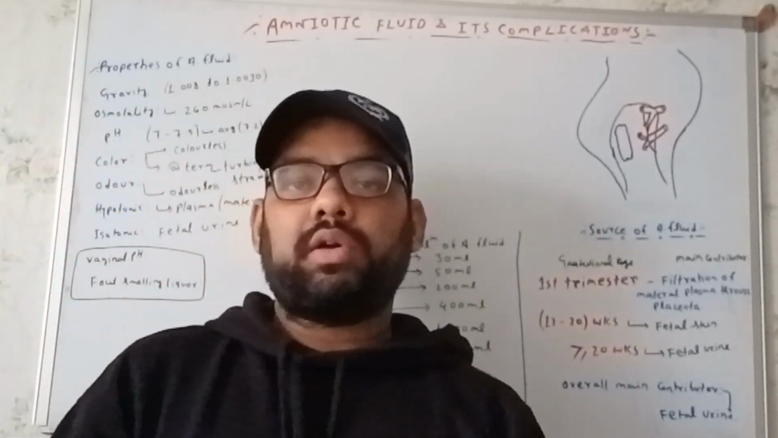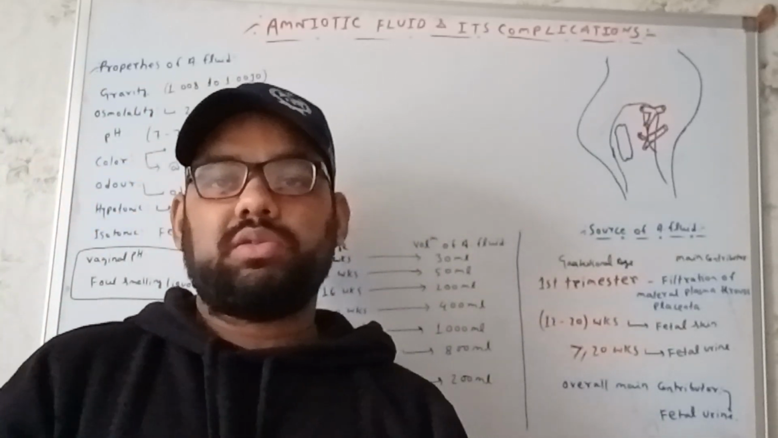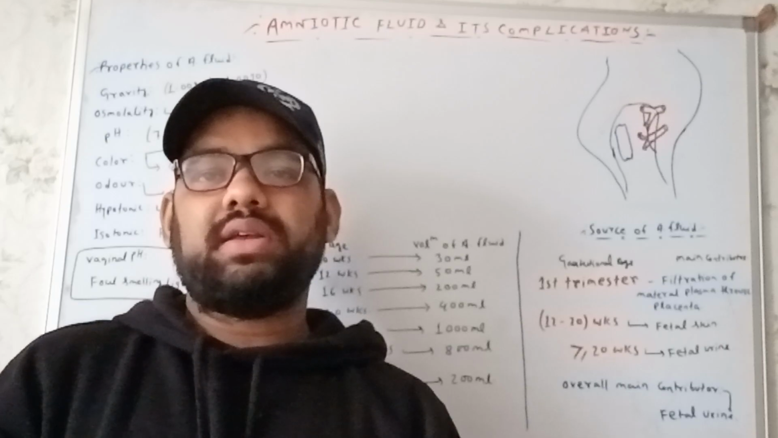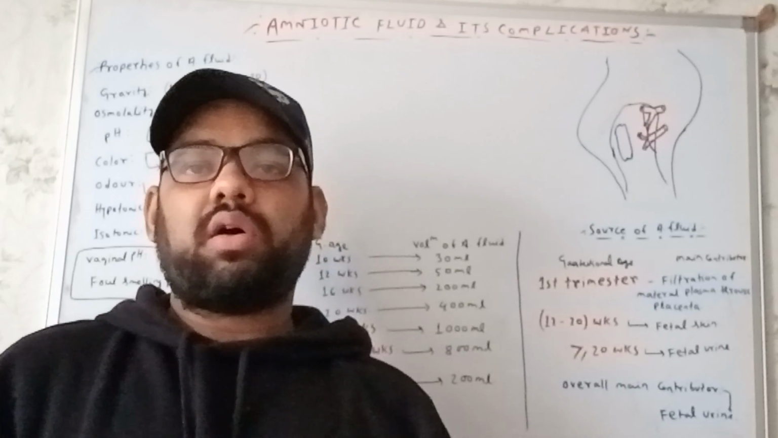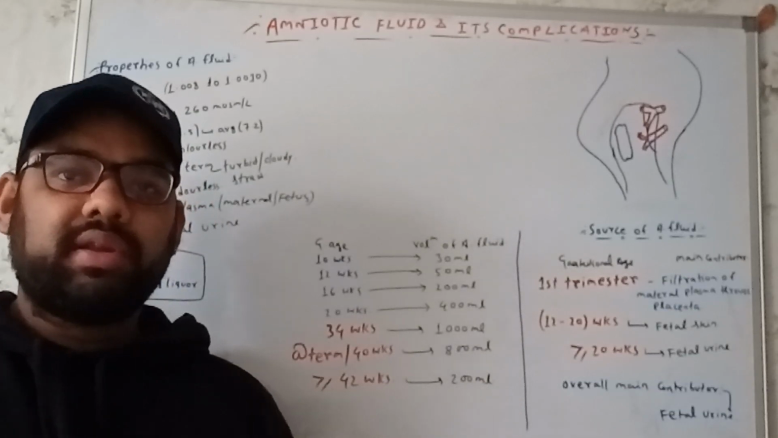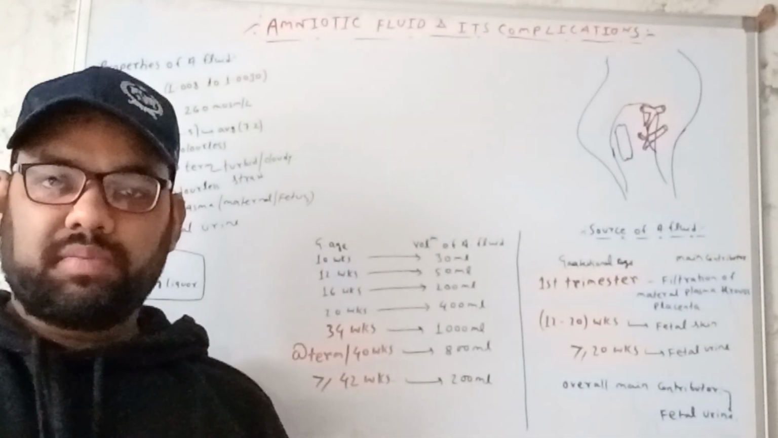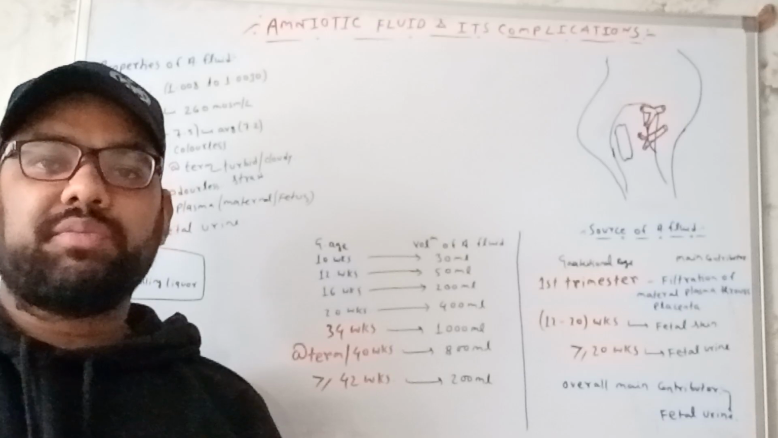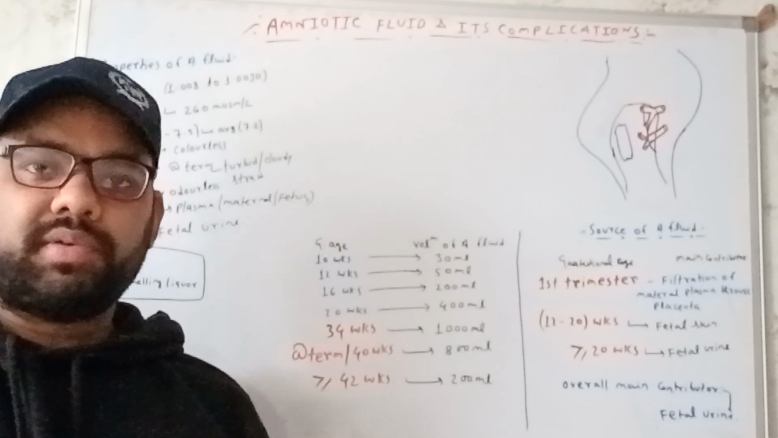Today we will talk about amniotic fluid and its complications. So amniotic fluid is nothing but what? It's the surroundings or the environment of the fetus. That means, in a word, you can say that amniotic fluid surrounds the fetus during pregnancy, right? It protects the baby or the fetus.